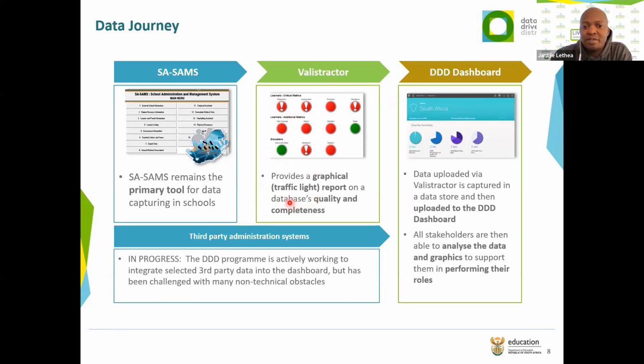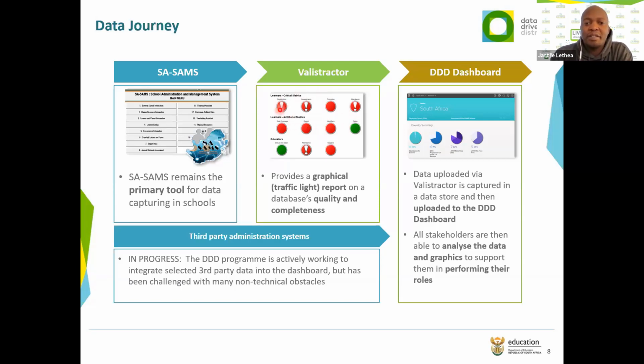That's why we say it uses traffic light. There is an amber color, which is missing. So this one tells you that your data is at 50%. It is 50% complete, and then you still have the 50% that is still missing that you need to capture. So it will give you an amber color. So these are the colors that the Valistractor uses.